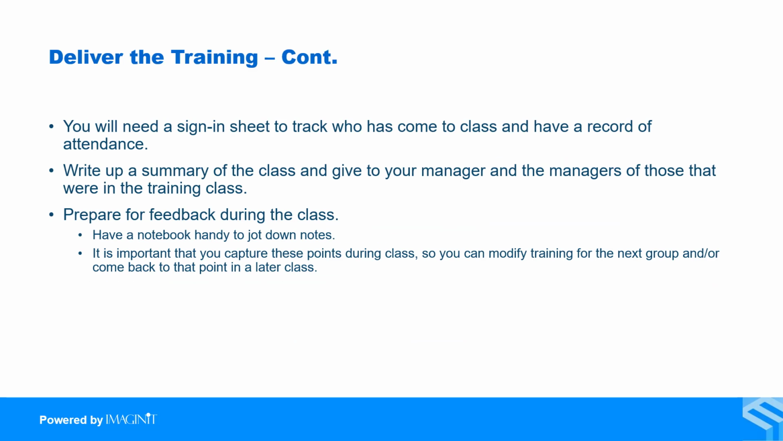As part of this as well, you need a sign-in sheet to track who has come to class and have a record of attendance. Write up a summary of the class and give this to your manager and the managers of those that were in the training class, and prepare for feedback during the class. Have a notebook handy to jot down notes, and it's very important that you capture these notes during class so you can modify training for the next group and or come back to that point later in class. This way you are constantly evolving your training methods and your own materials.